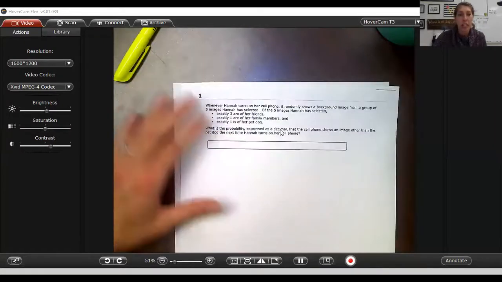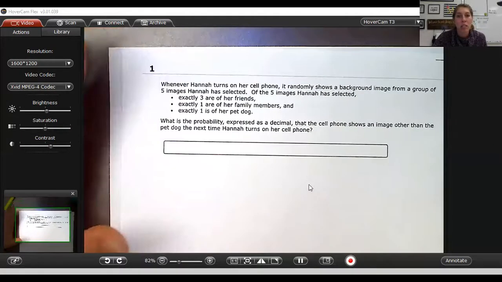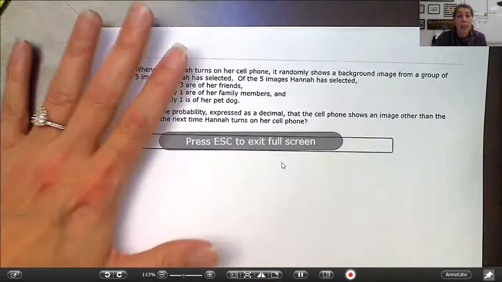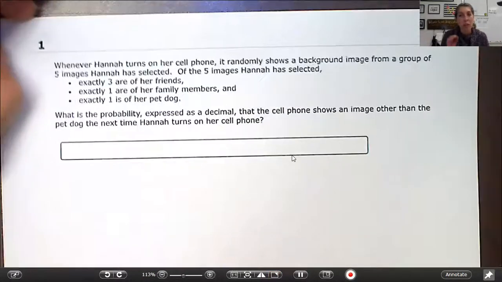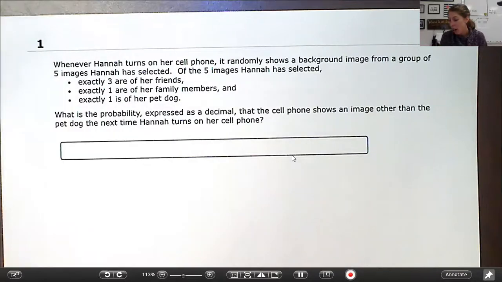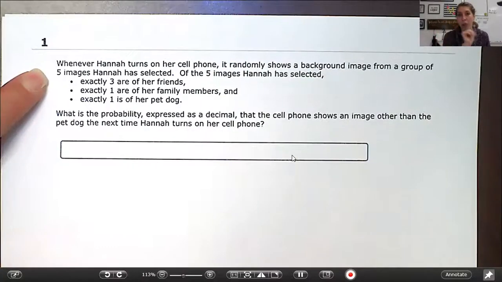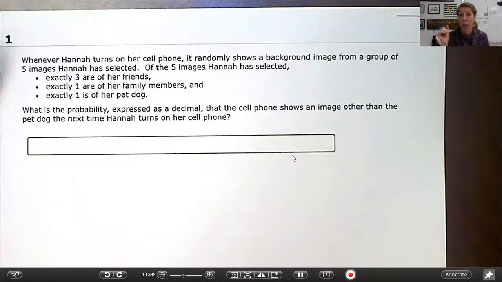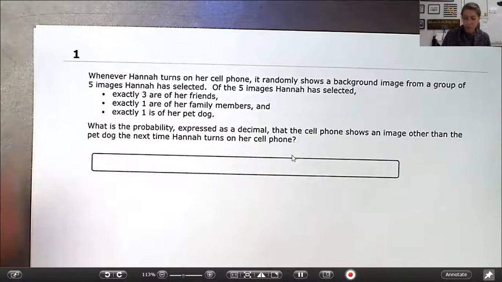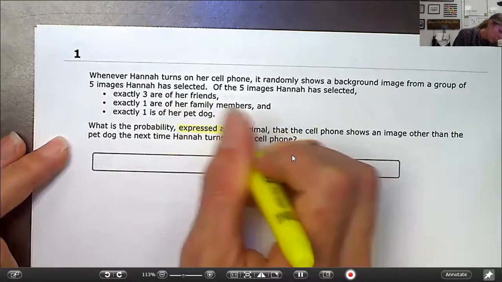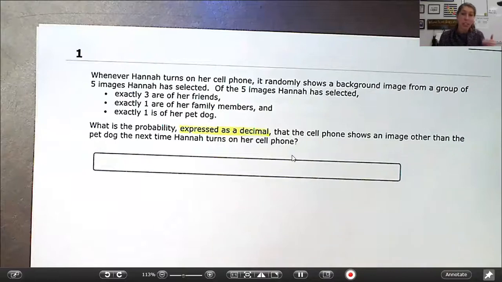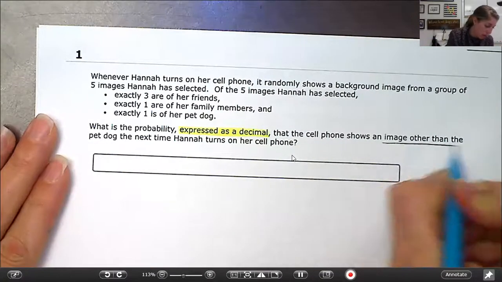There it is. Okay. So the first one is about probability. And this is one of those, again, we haven't seen too terribly much this year. I know you guys have talked about probability in your previous classes, but I want to remind you of how you can solve these problems. So this one's about Hannah turning on her cell phone. There were 5 images that she has showing up as her screensaver background. Okay. What's the probability expressed as a decimal? That's key, that the cell phone shows an image other than the dog.